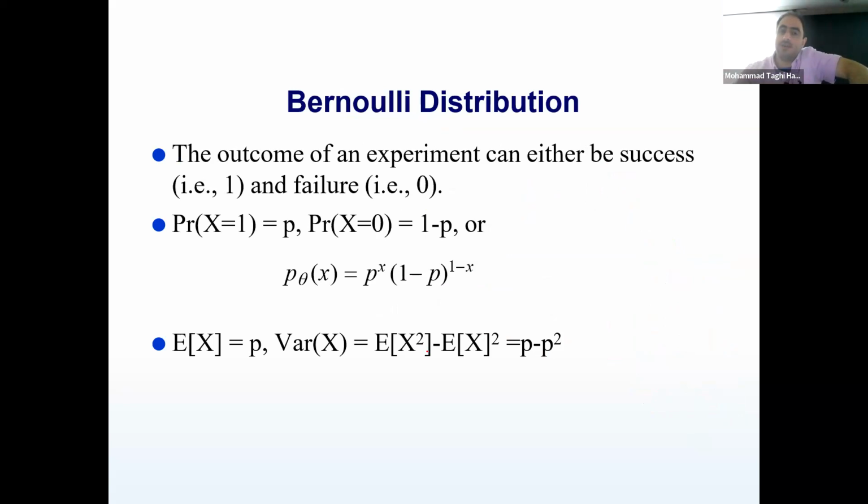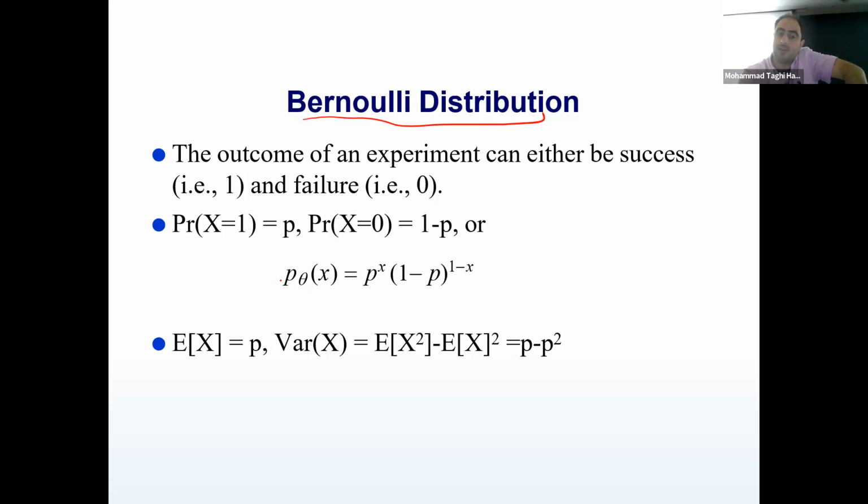Good. So let's see some famous distributions. Bernoulli distribution. This is the outcome of an experiment that can be either success or failure, so either 1 or 0. The probability of success is P. The probability of failure is 1 minus P. You can consider essentially you have a biased coin, where this probability P becomes head, and this probability 1 minus P becomes tail.